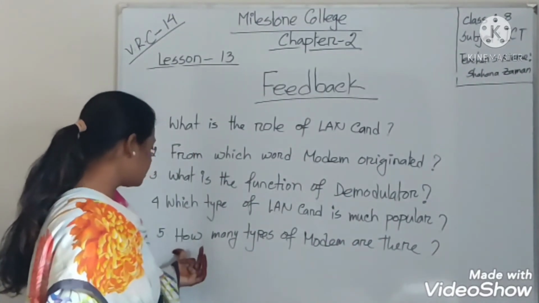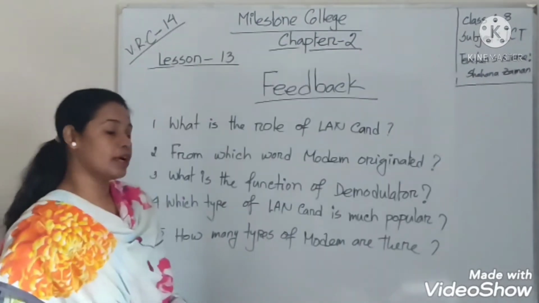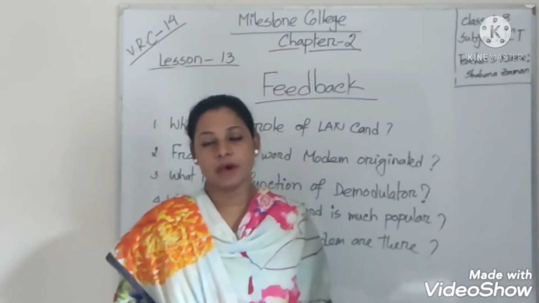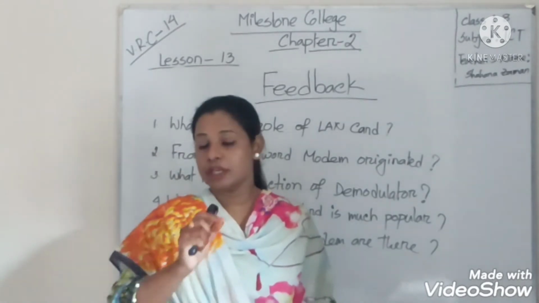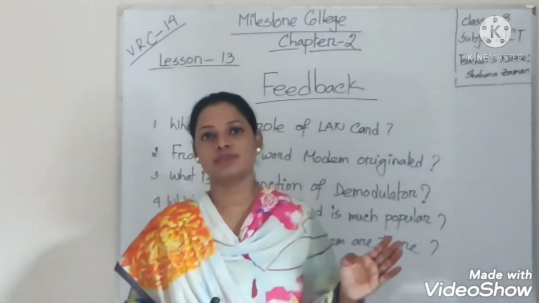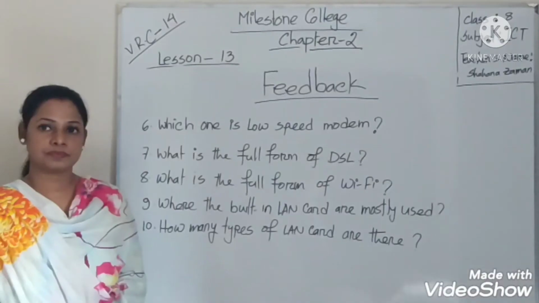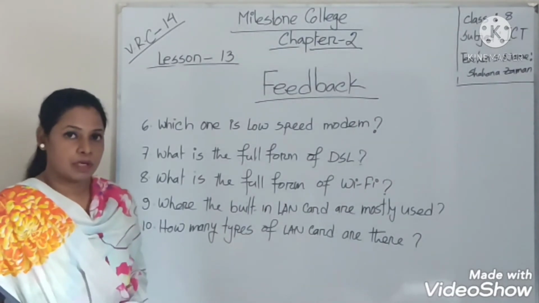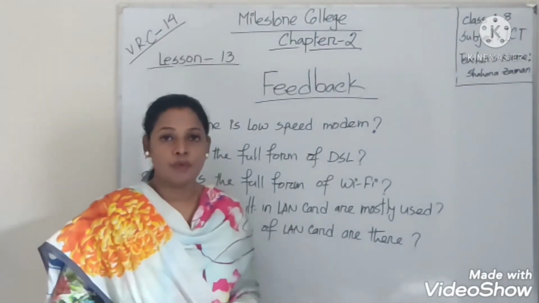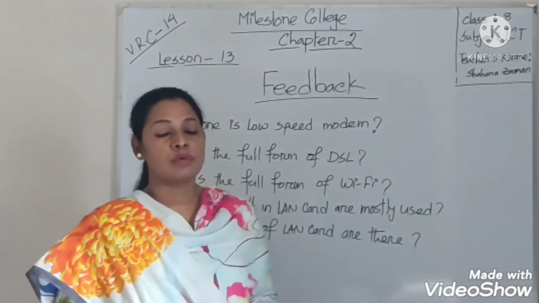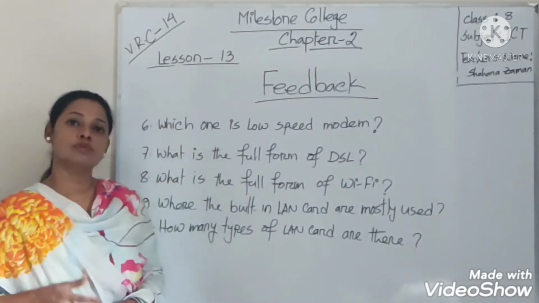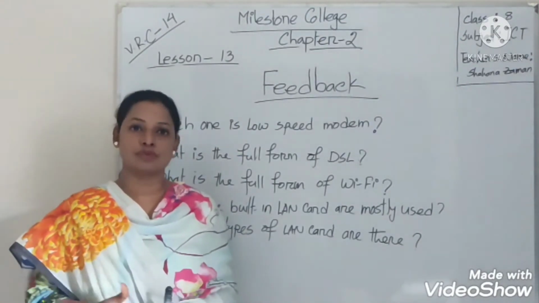And the next question, how many types of modem are there? There are 3 types of modem. You will not mention the names here, you just say the number, 3. Coming to question number 6, which one is the low speed modem? We talked about the types of modem. So which modem is low speed? Yes, dial-up modem. And the dial-up modem lost its market because of its low speed.